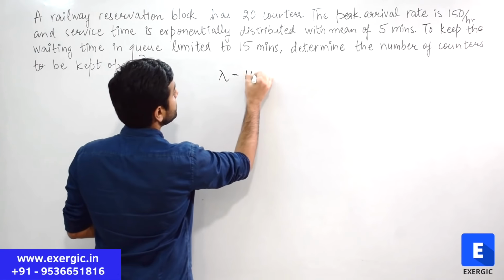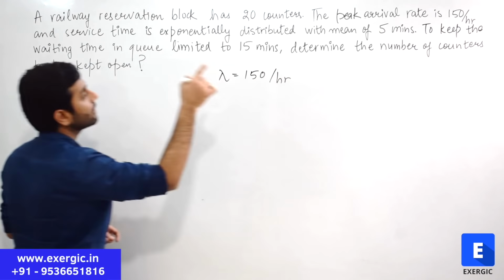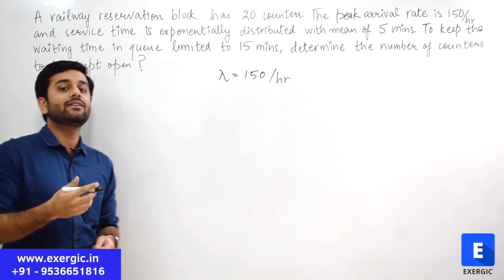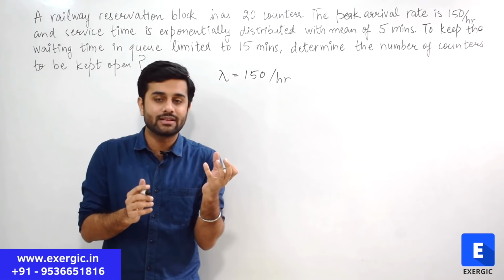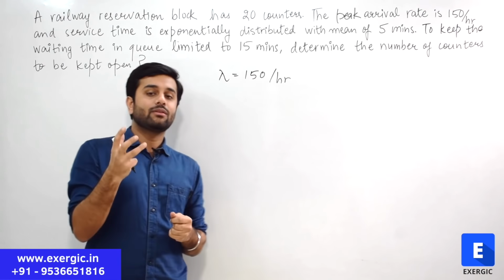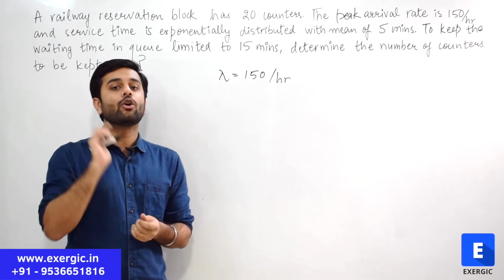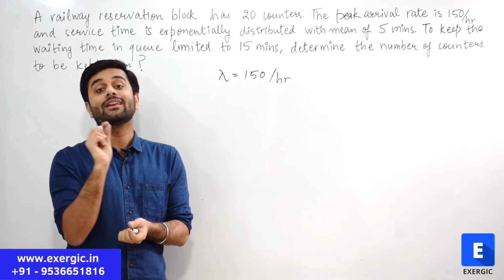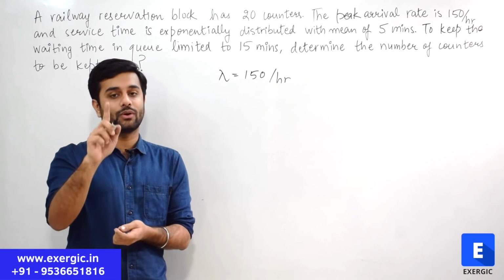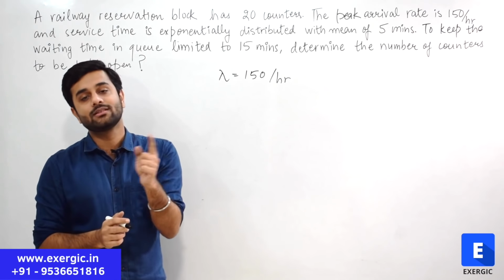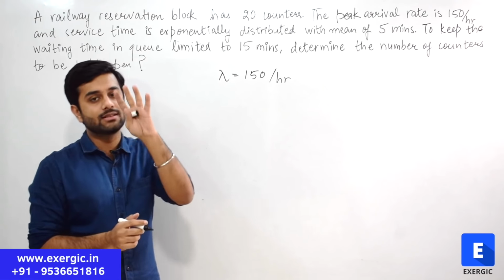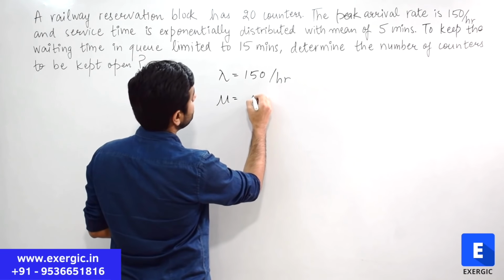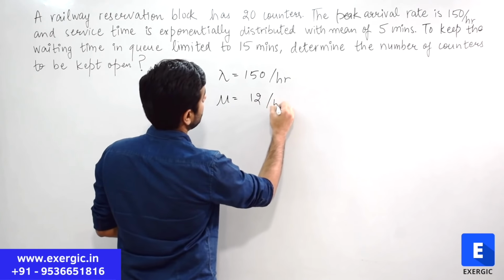So lambda for this question we will consider 150 per hour. The service time is distributed with a mean of 5 minutes. So one person on an average gets serviced in 5 minutes. So in 1 hour, how many of them can get serviced? Exactly 12 people, right? 60 minutes in 1 hour, 5 minutes per person. So a total of 12 on an average in 1 hour. So the value of mu is going to be 12 per hour.